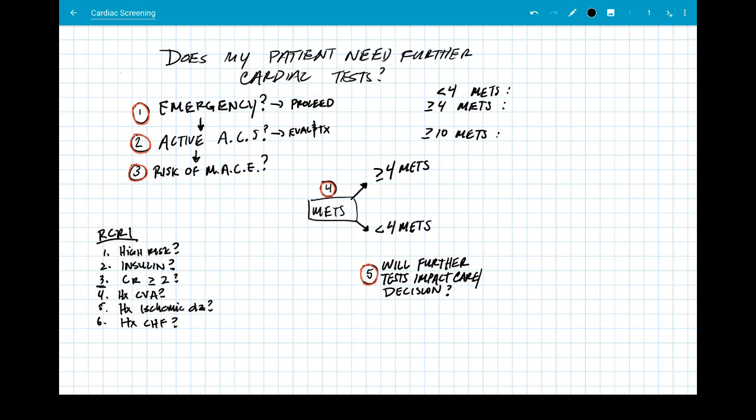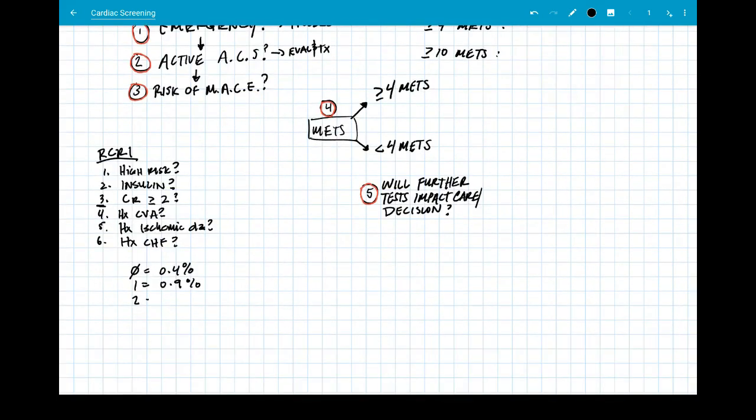If the patient meets none of these, then the risk of major cardiac event is 0.4%. If the patient meets 1, then the risk is 0.9%. If the patient meets 2 risk factors, the patient has a risk of about 4%. If the patient meets 3 or more risk factors, then it's about 6.6%. So if the patient's risk of major cardiac event is less than 1%, you can proceed without further testing.